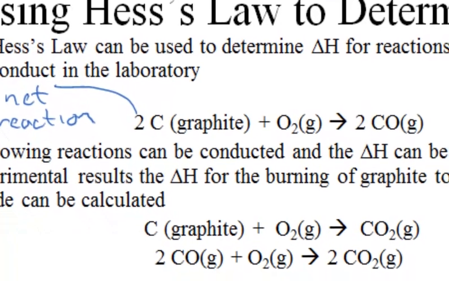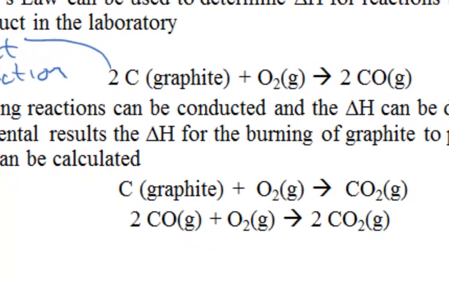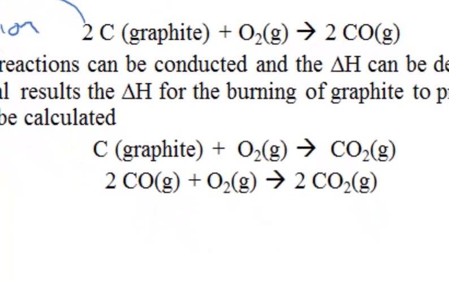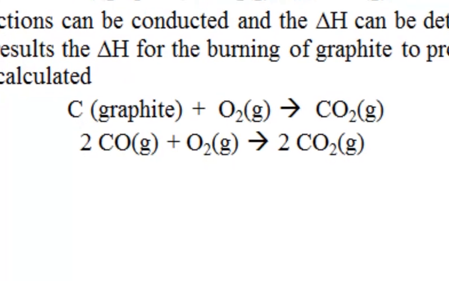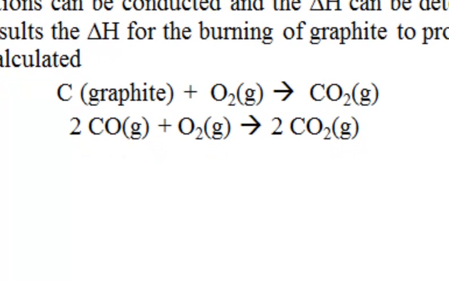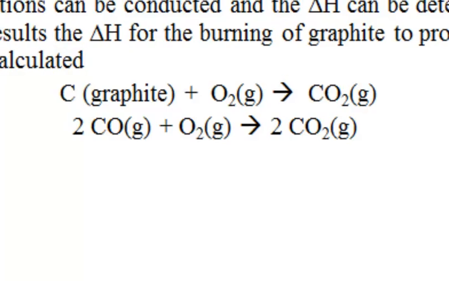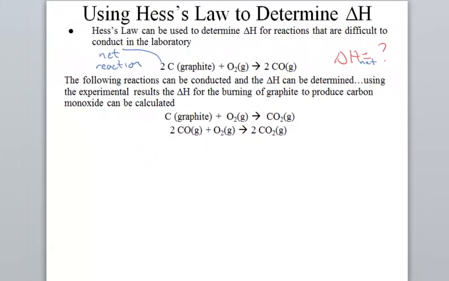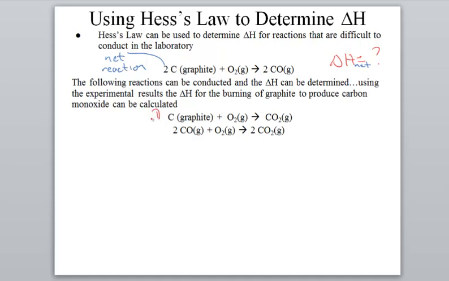Shown below, even though there's only 2 reactions, and you can't really see it quite yet, these 2 reactions, when added together, are going to give us that net reaction of 2 graphites reacting with oxygen to form 2 carbon monoxides. So let's go through that process. We'll call the first one reaction 1 and the bottom one reaction 2. These are 2 reactions where it's easy to experimentally determine the delta H. So these delta H's are known.